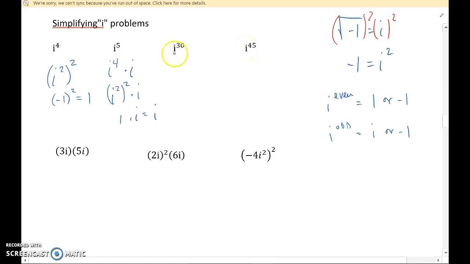So this next one, i to the 30, I can go ahead and say that it's going to be 1 or -1, and then all it will depend on is how many i squareds are here. 30 divided by 2 is 15, so we have i squared to the 15th, and 15 is an odd number. So if we have i squared, which is -1, to the 15, anytime you have a negative number to an odd exponent, you're going to get a negative number. So this is going to stay -1.